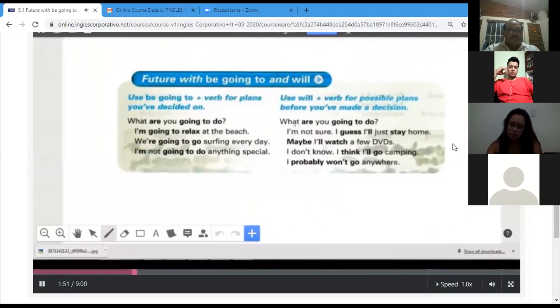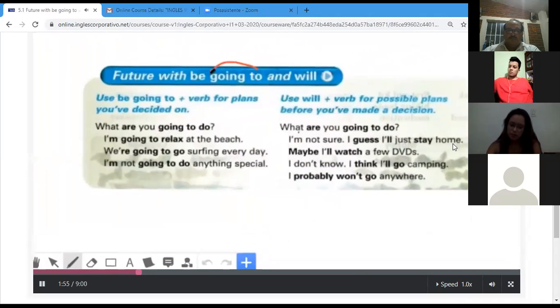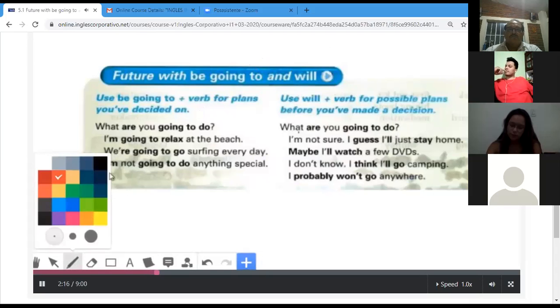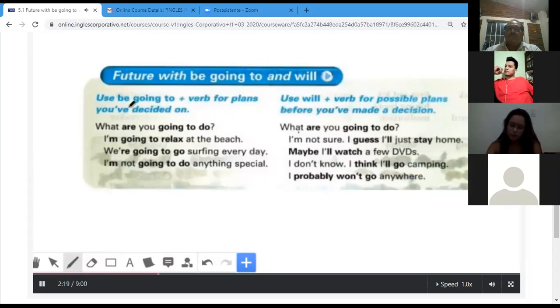Now let me present the structure. What we want to do in this lesson is learn how to talk about future plans using going to and will. Now for the main part, both of those are quite similar when you express future plans or when you express things about the future. But what we're going to learn in this class is that we're going to use be going to whenever you talk about something that you've decided on. That's the key here. Something that you've decided on, we're going to use be going to. So let me give you a quick example about that. Let's say that you're going to take a vacation.